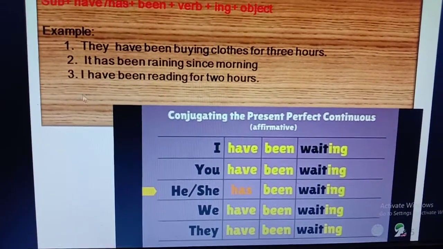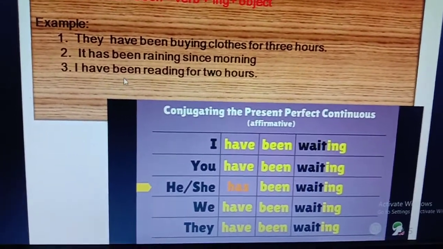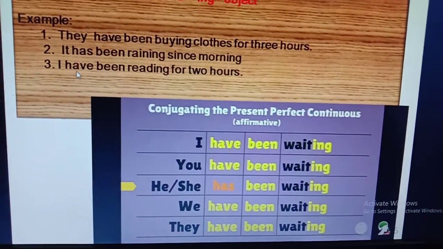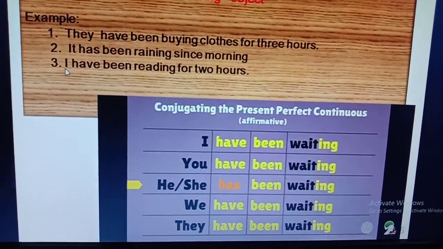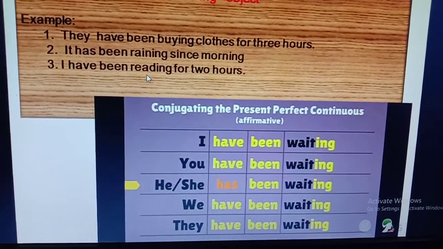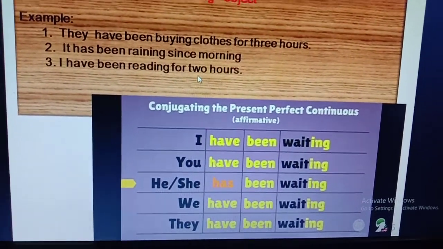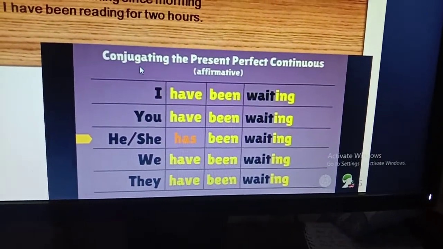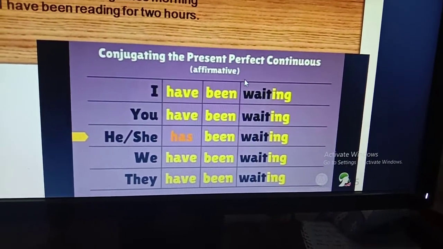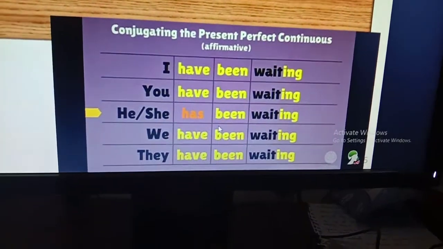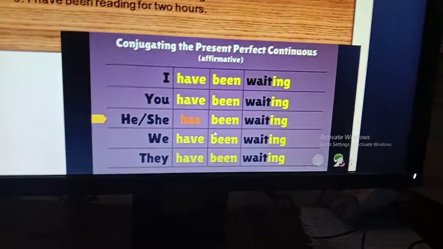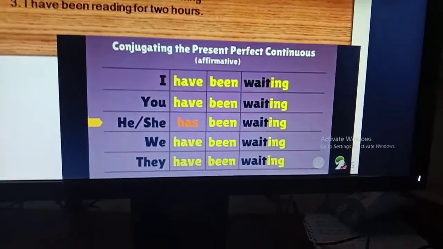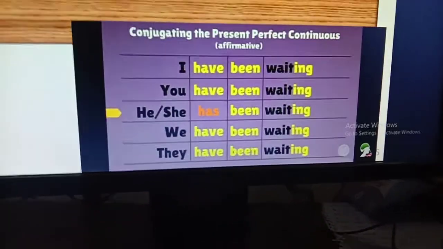Then example 3, I have been reading for 2 hours. I is the subject here, then I have written have according to the subject, then been, then verb plus ing, then the object. Okay. Here boys, you can see the conjugation of the present perfect continuous tense. I have just attached the present perfect continuous tense in affirmative form so that you can find it very easily. Okay, you can write like this.